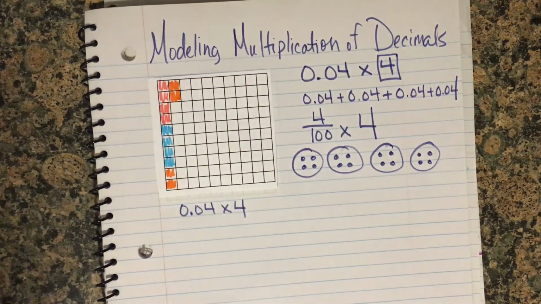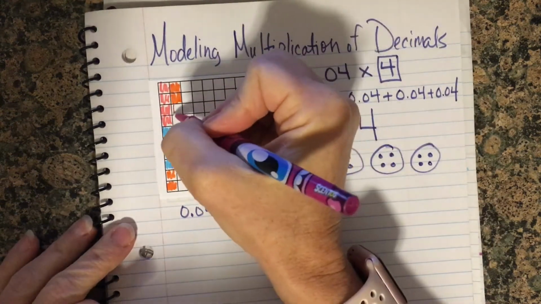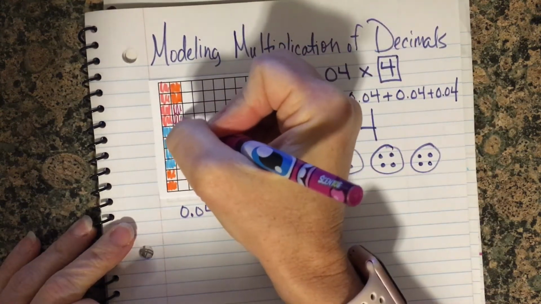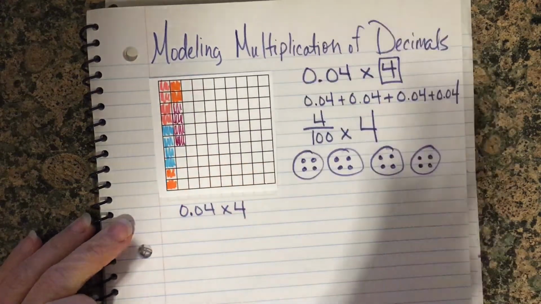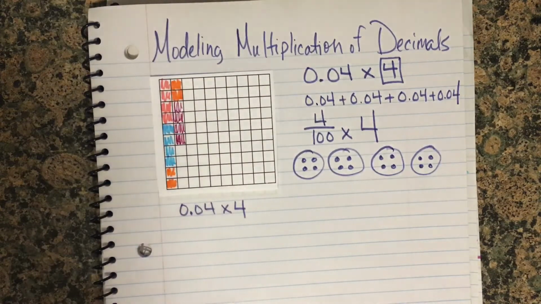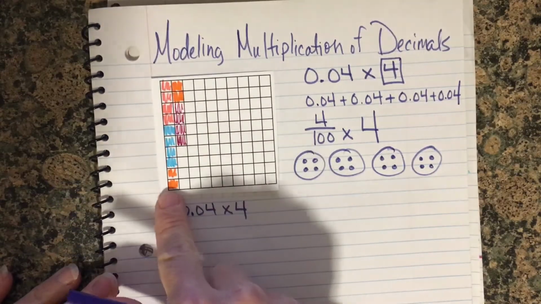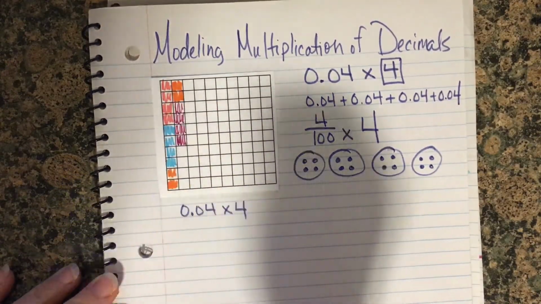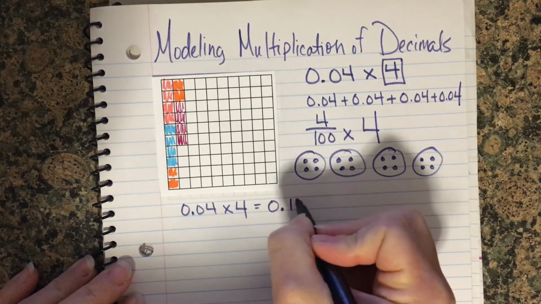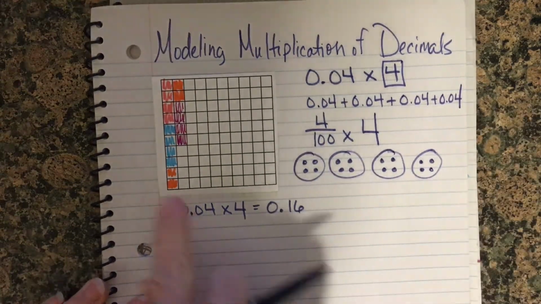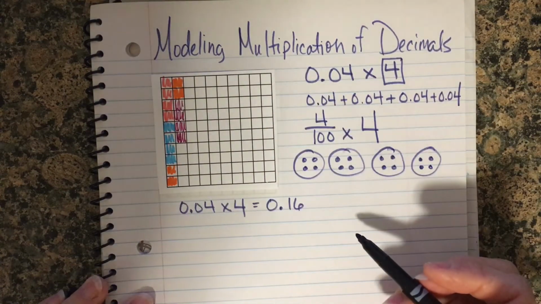So right now I'm up to 3 and 4 hundredths. And I'm just coloring this in quickly. Colored pencils really work best for this. And then when I get done, you can see here very clearly, my answer is 10 plus 6, 16 hundredths. So this is just one way of showing multiplication of decimals by a whole number.